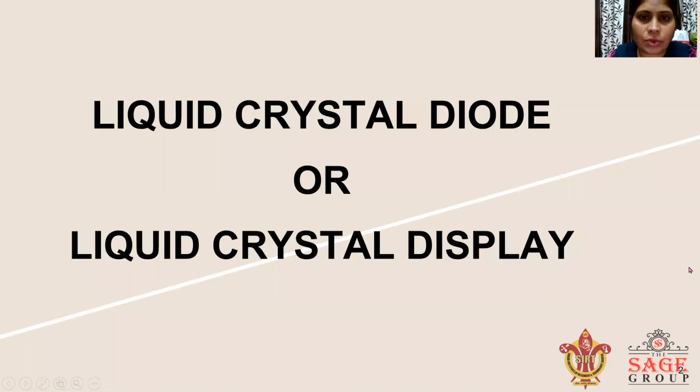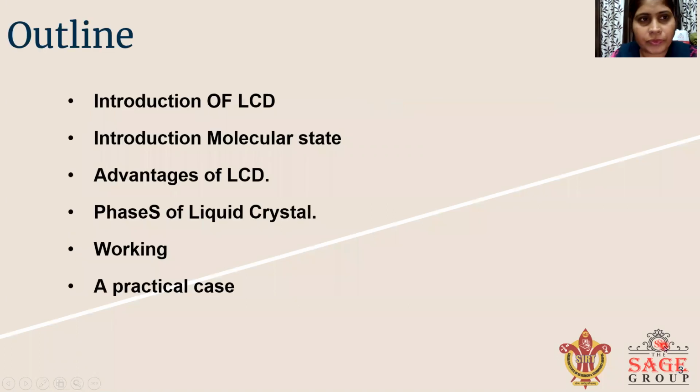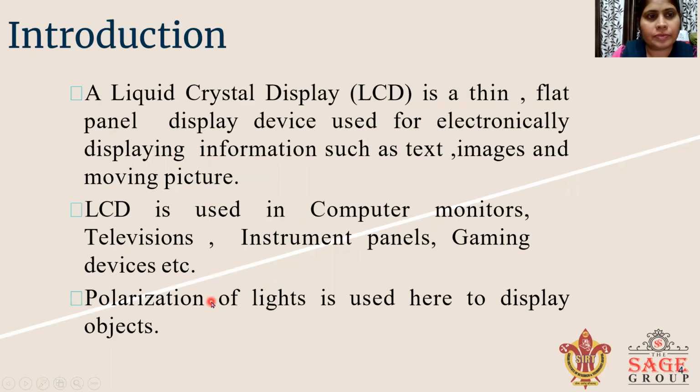Today I am taking liquid crystal diode. This liquid crystal diode is also called liquid crystal display. Outline: introduction of liquid crystal diode, introduction of molecular states, advantages of LCD, different phases of liquid crystal, its working, and a practical case. A liquid crystal display is a thin, flat panel display device used for electronically displaying information like text, images, video, moving pictures.